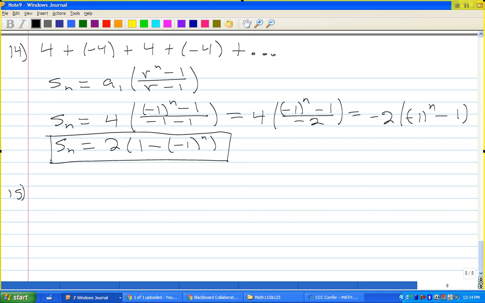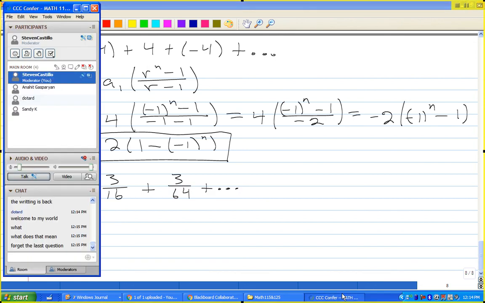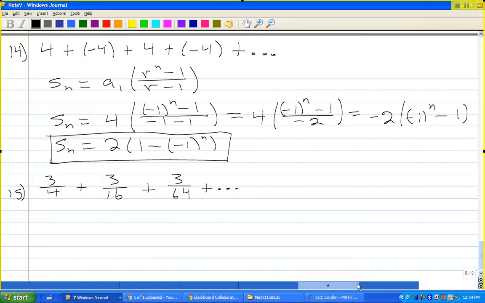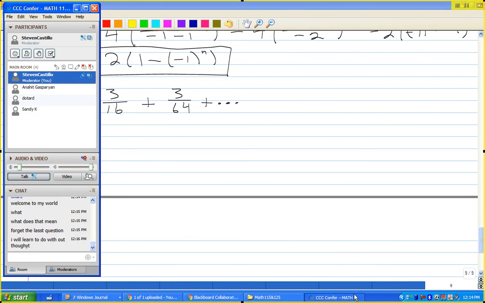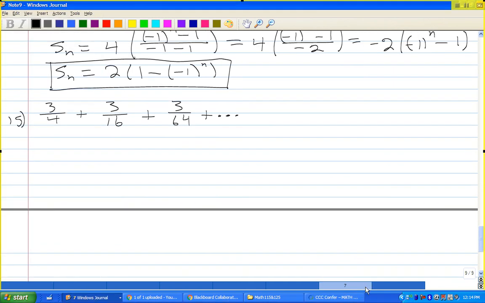Let me do problem number 15. 3/4 plus 3 over 16 plus 3 over 64. And so let's find the sum of that. Okay, so S sub n is equal to a sub 1, 1 minus r to the n over 1 minus r.